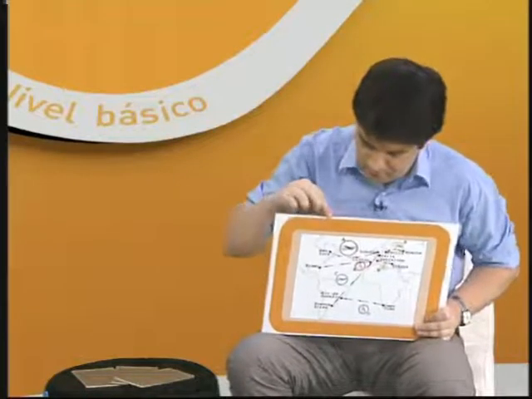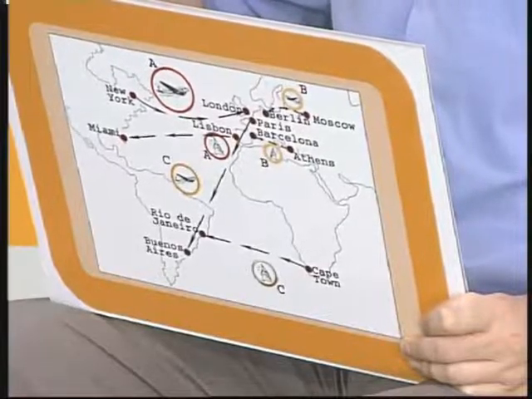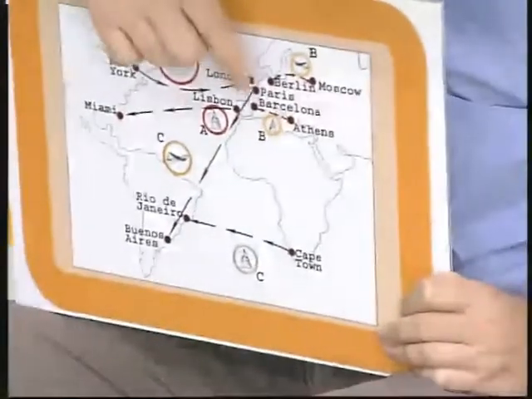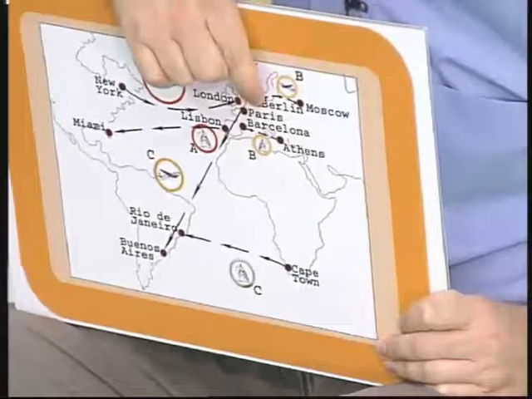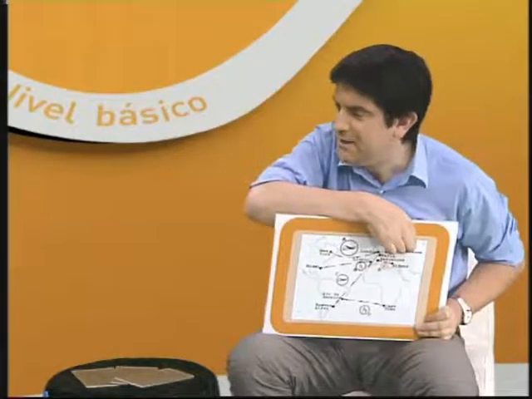Muy bien. Ahora, José, plane B. Okay. Where's it going? It's going. Muy bien. From Berlin to Moscow. To Moscow. ¿Y una vez más? It's going from Berlin to Moscow.